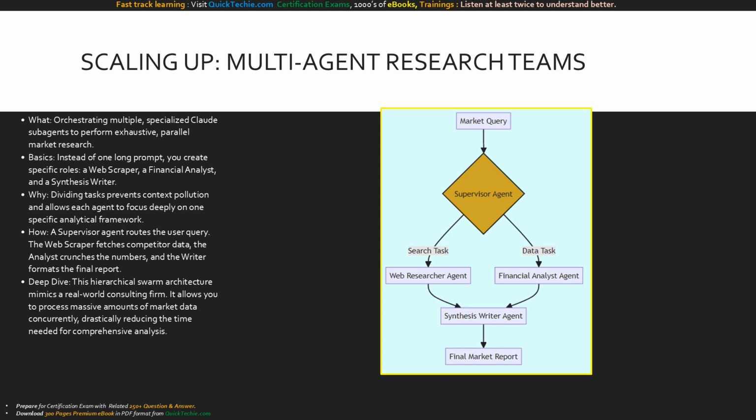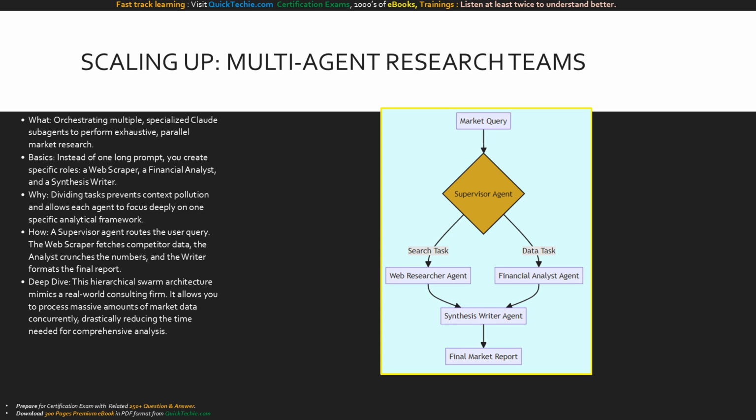Why do this? Because it prevents context pollution. An agent focused only on financial extraction won't get distracted by marketing copy. This hierarchical architecture allows you to run deep, parallel investigations, generating enterprise-grade market reports in a fraction of the time it would take a human team.